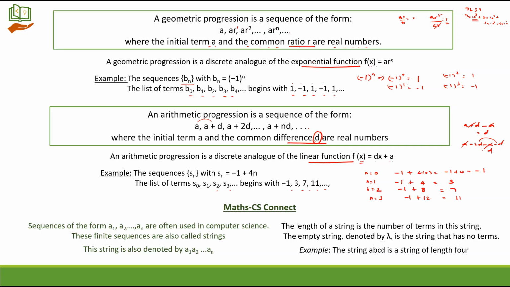Let's take an example of the string ABCD. So what is the length of the string? You have to count the individual terms here. It is ABCD, so there are 4 characters in this string. Whenever we say string in a programming context or in a system context, it is just the concatenation of individual characters. It's just the joining of individual characters.